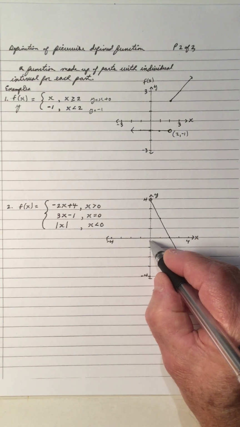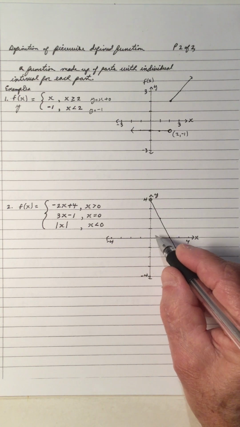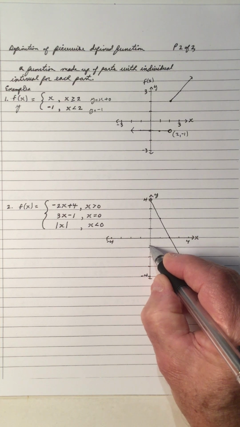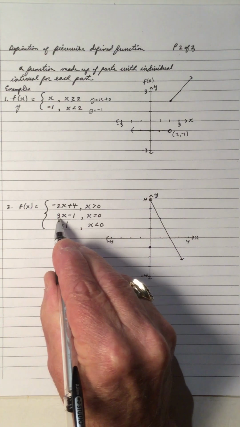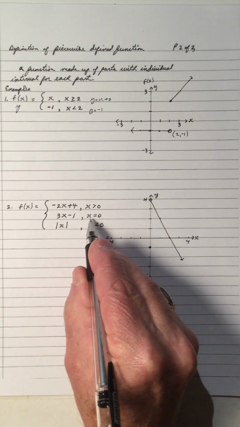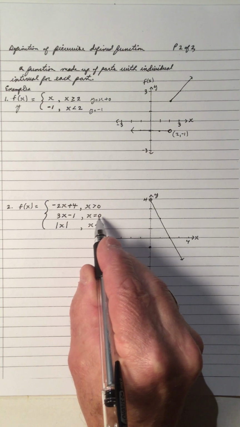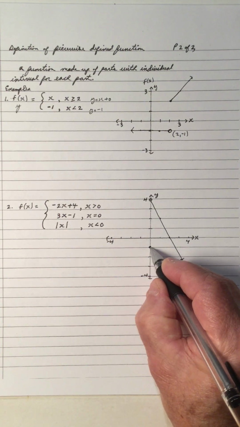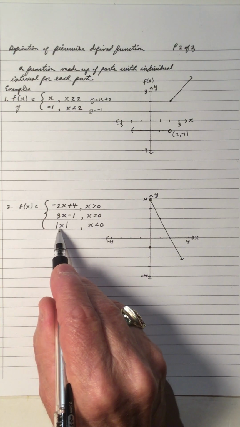When x is 0, y is negative 1. So this is a point. Even though this is linear, we can only look at when x is 0. We can't look at when x is 1, 2, negative 1, negative 2, etc. Only when x is 0. So there's the point. And we have an absolute value.